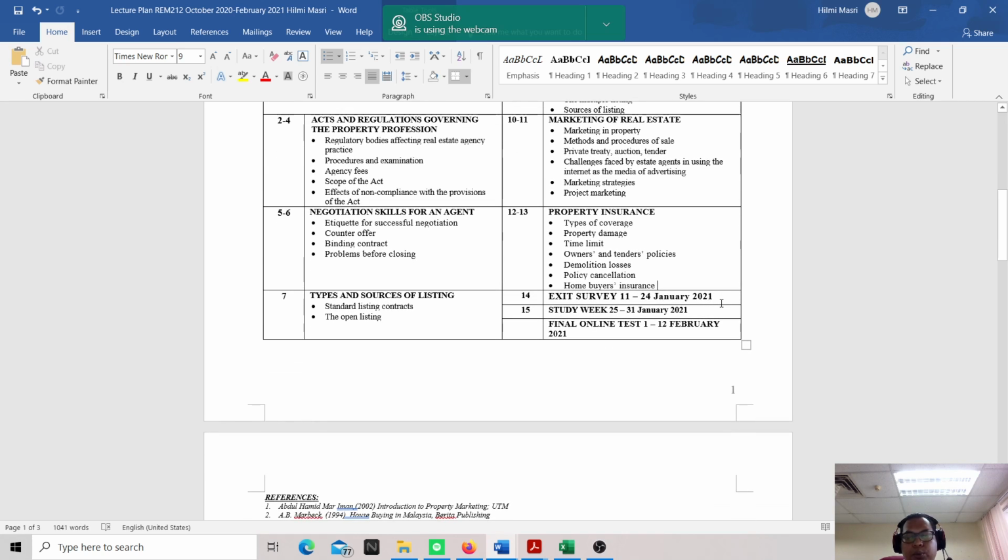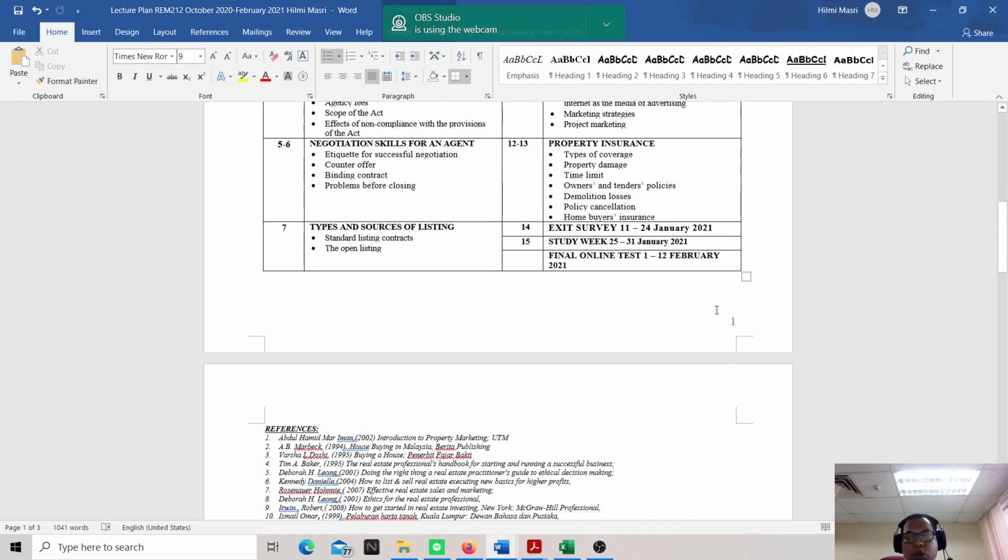So week 15 will be your study week. So your revision week will be on this date, 25th to 31st of January 2021, and your final online test will be conducted from the 1st until 12th of February 2021. Okay, so this consists of an online test, so no more hall examination for this semester. So you will have to do this on your own, of course, but you will be conducting this at your home or your house.